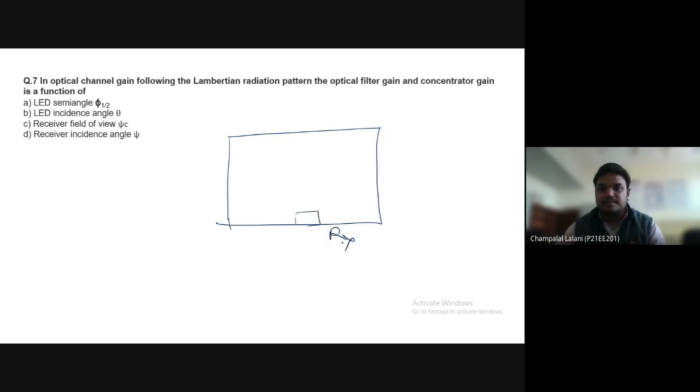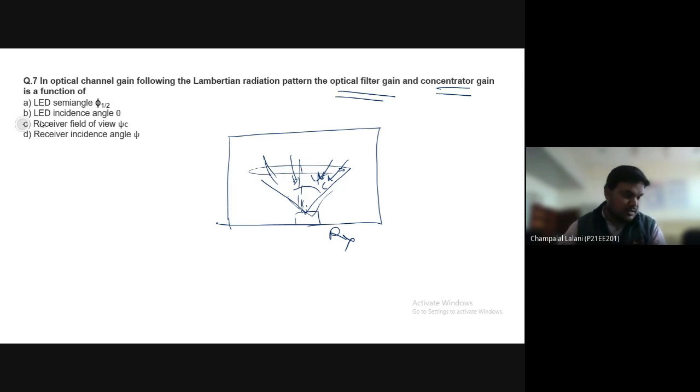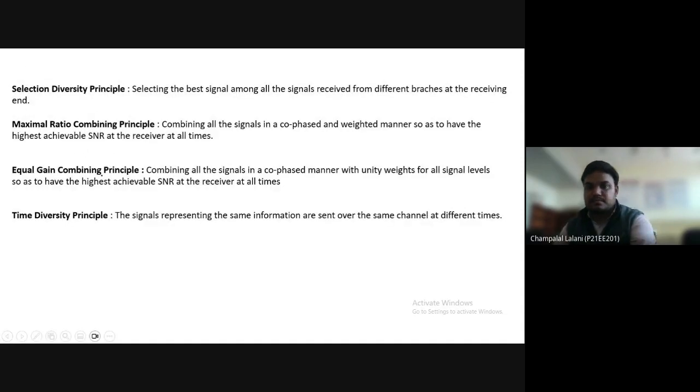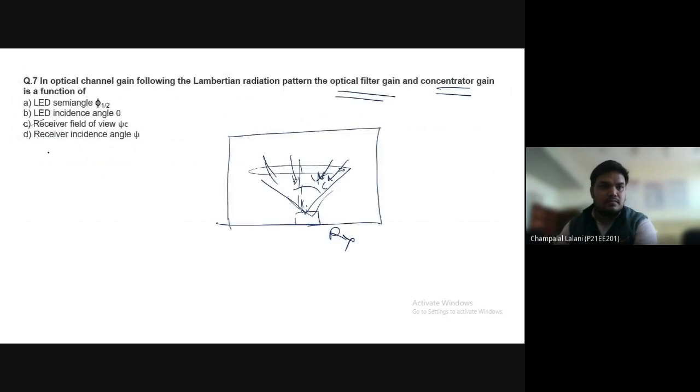So this is our receiver. This has a field of view. The concentrator or optical filter used on the receiver side is so that more of the light is focused in the receiver and comes within the field of view of the receiver. So it also depends on what the field of view of the receiver is. So the answer will be C, receiver field of view.